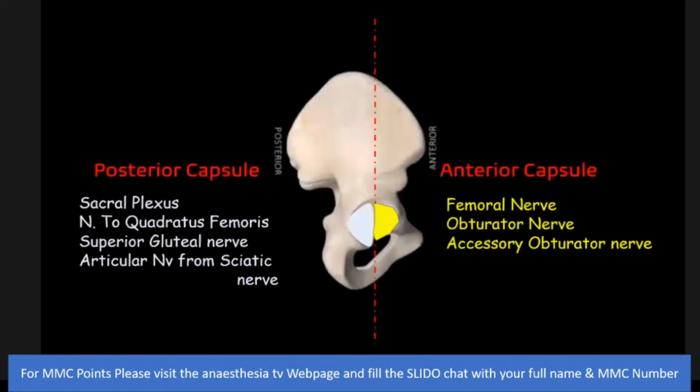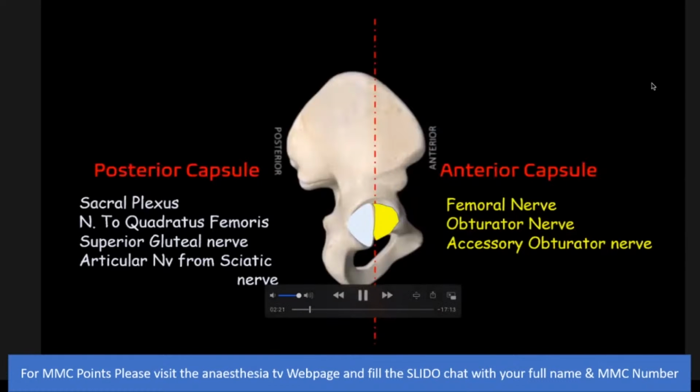As you all know, the dorsal aspect of the hip joint is supplied by one or more branches of the sacral plexus through the nerve to quadratus femoris or superior gluteal nerve, or articular nerves directly from the sciatic nerve, whereas the anterior aspect is supplied by the articular branches from the femoral nerve, obturator nerve, and accessory obturator nerve.